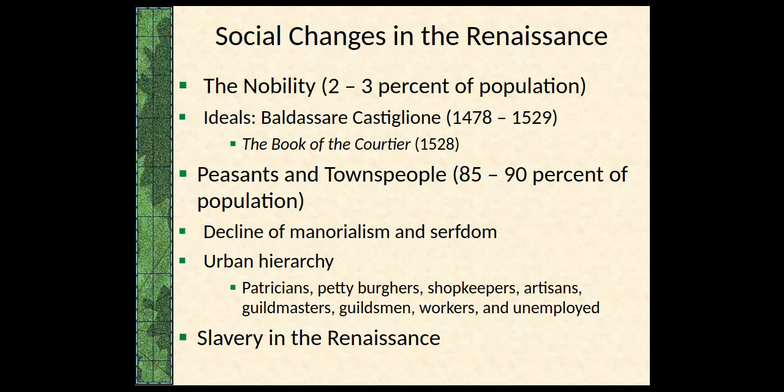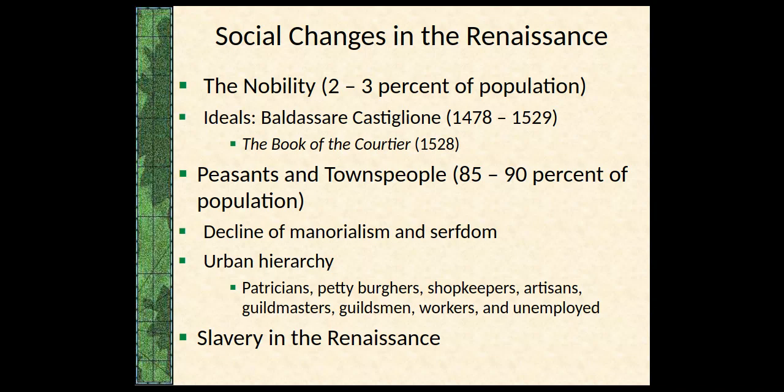Now, peasants and townspeople make up 85 to 90% of the population. And in the Renaissance time period, you see a massive decline in manorialism, the manor system where you churned your own butter and you shoed your own horses and everything was self-sufficient. You also get a decline of serfdom. Now, those are direct consequences of the Black Death because there's such a huge loss of labor that those systems are going to break down. And it becomes easier just simply for these nobles to pay people to come work the land.